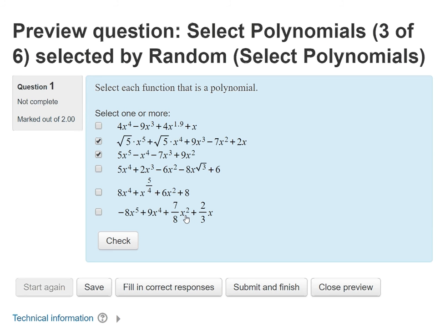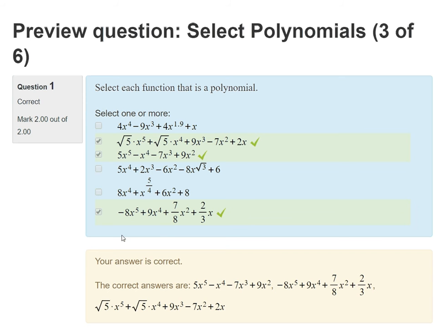How about that one? That one's good. I thought the coefficient could be like that. It can. The only thing the coefficient can't have is an i. So that one's fine, right? Make sense? Okay, all right, next issue.